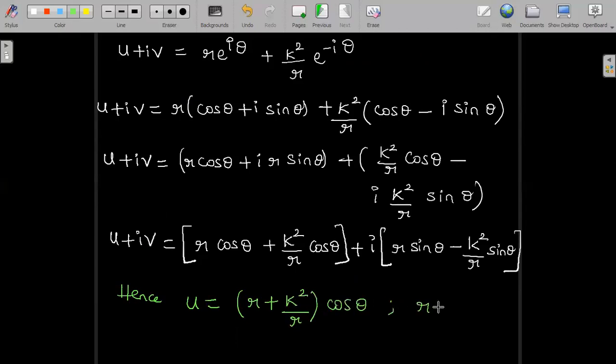Again the restriction follows: r is not equal to 0. If r becomes 0, this becomes an infinite value. That is the reason we write this restriction for r, that it is not a 0 value. So this is how we do problems based on the type 2 category. Type 2 category was to find the analytic function f of z given the real or imaginary part. Hope you have followed these problems. Thank you for watching.